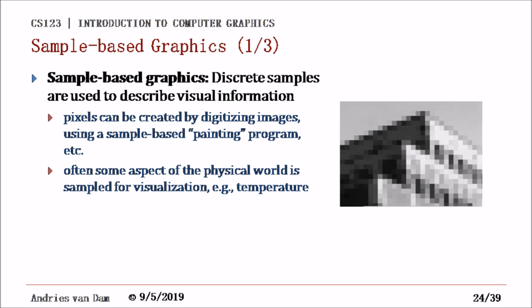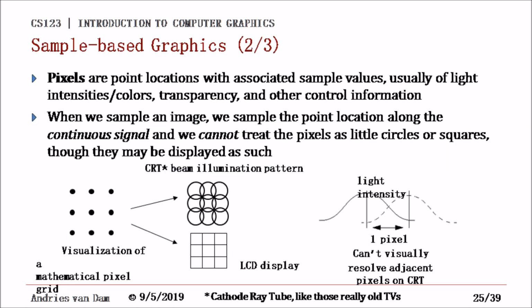Also, often, a few aspects of the physical world are sampled for visualization. For example, temperature, aerosols like mist, fog, haze, etc. As I already told in the previous slide, pixels can be created by digitizing images using some painting program, etc. So here we can understand what a pixel is.